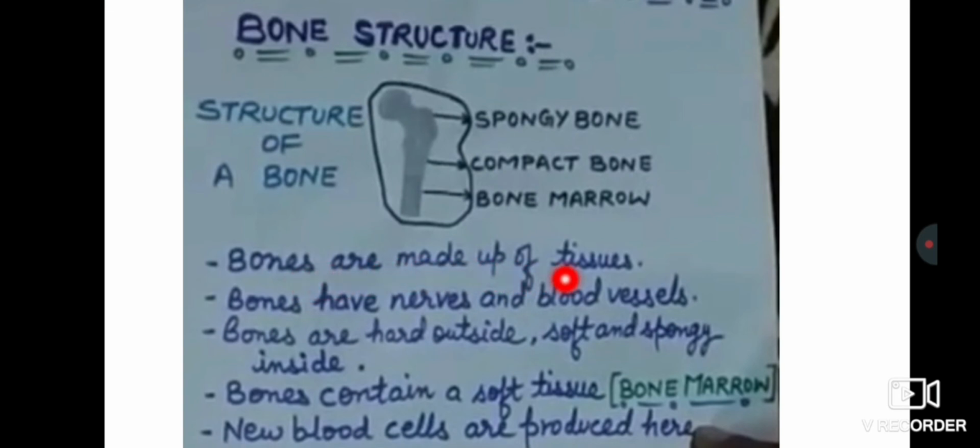Bones are made up of tissues. Bones have nerves and blood vessels. Bones are hard outside and soft and spongy inside. Bones contain soft tissues that are named bone marrow. New blood cells, red and white, are produced in the bone marrow.